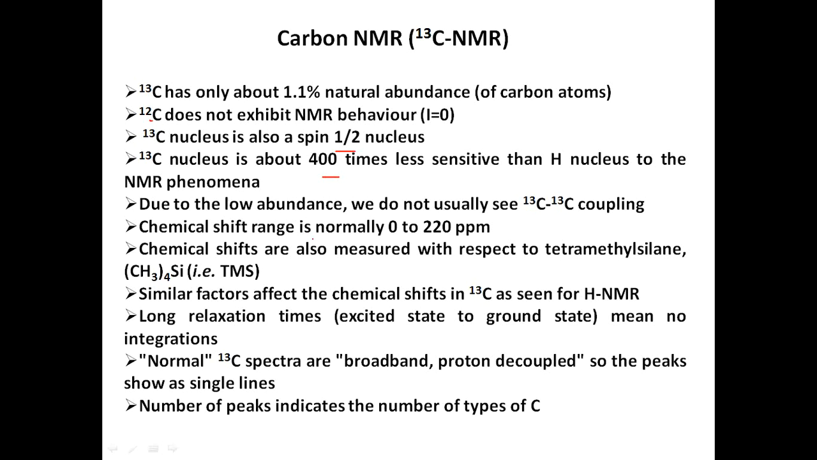The chemical shift range is also between 0 to 220 ppm. For proton NMR it is basically 0 to 15 ppm, but for C13 NMR it is between 0 to 220 ppm. The chemical shifts are measured with respect to tetramethylsilane, TMS, and the factors affecting them are similar to those of proton NMR, but there are long relaxation times, and the peak area normally doesn't integrate to the number of carbons. They show single lines, and every line indicates one type of carbon atom.